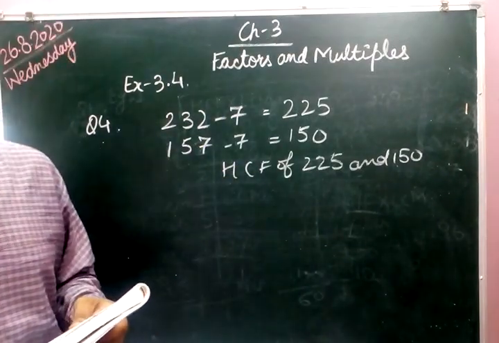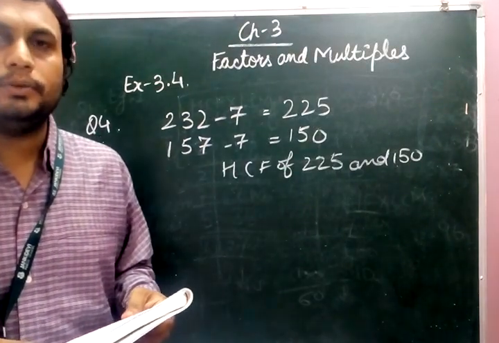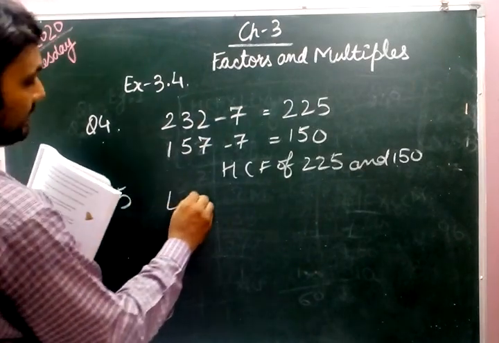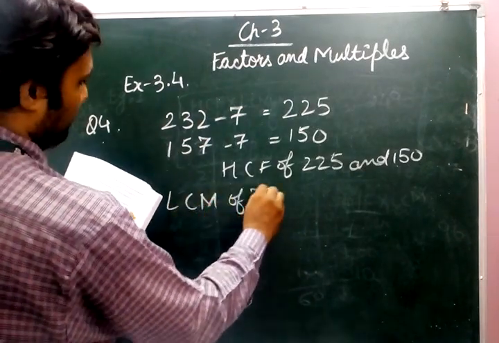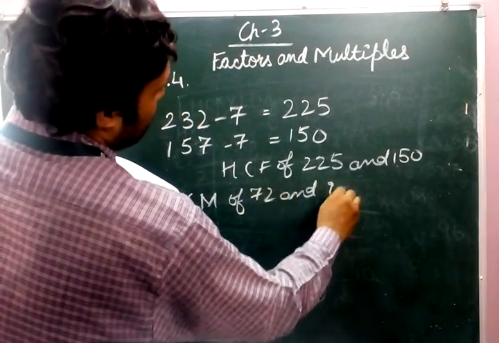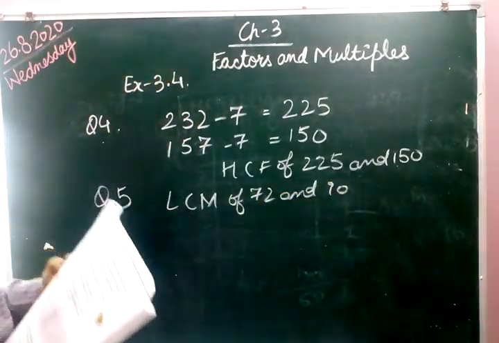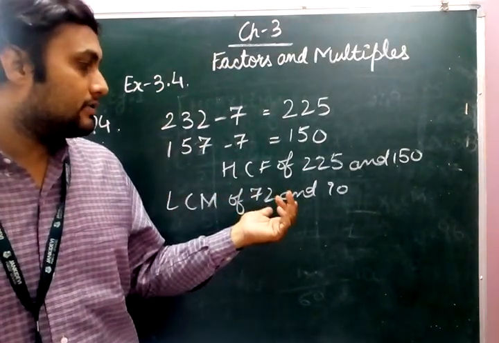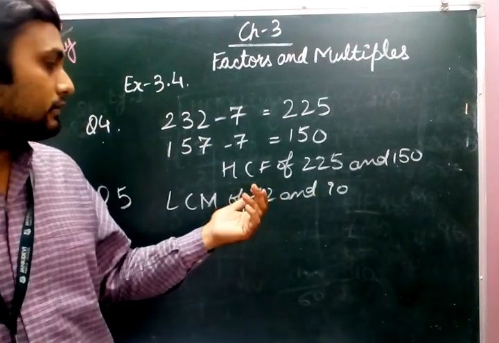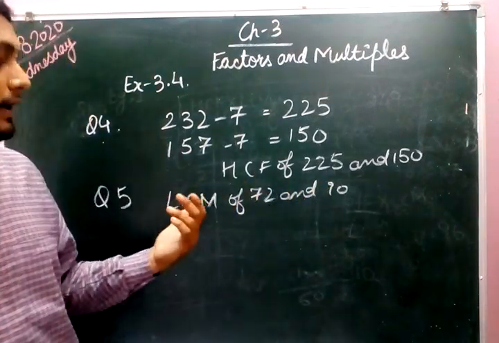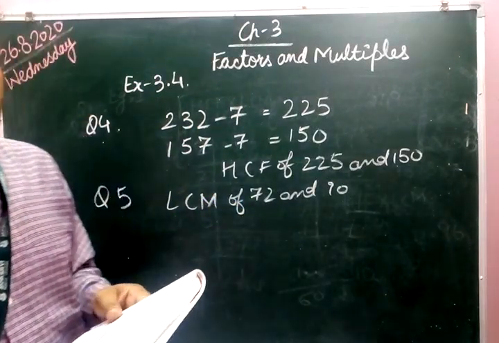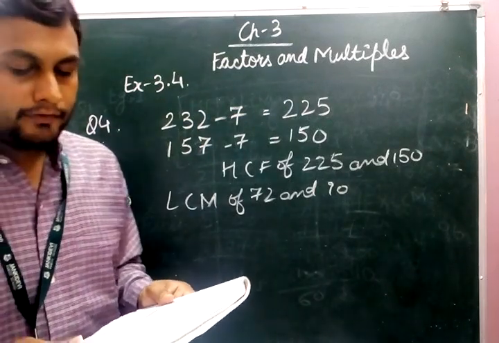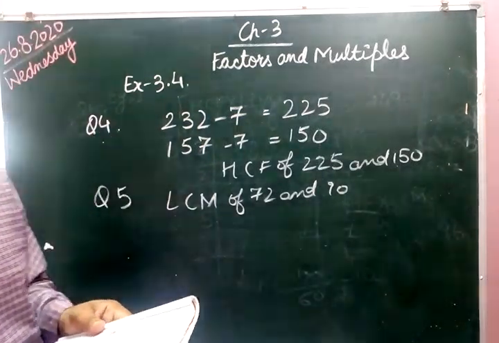Question 5. The smallest number which when divided by 72 and 90 leaves no remainder. Smallest number means LCM. You have to find out the LCM of 72 and 90. You have to solve it, and you can easily find out the answer, because you know how to find the LCM. You have to find the factors of 72 and 90, and then find the LCM. Clear?